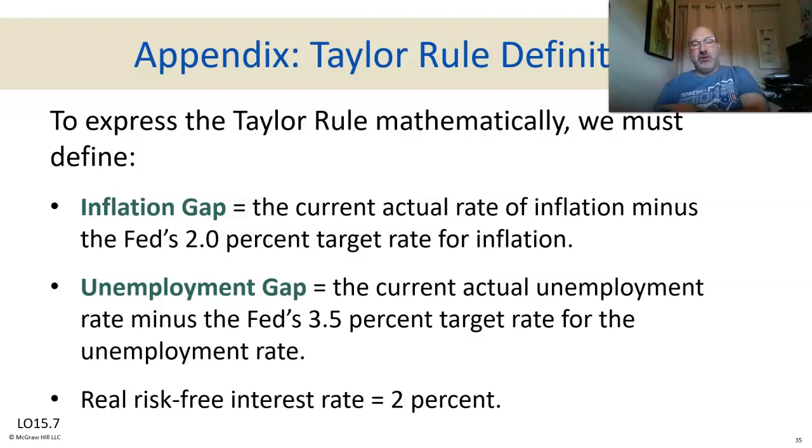So mathematically, we define a few things. The inflation gap is the current actual rate of inflation minus the Fed's 2% target rate for inflation. Unemployment gap is the current actual unemployment rate minus the Fed's 3.5% target rate for unemployment. And the real risk-free interest rate is 2%.